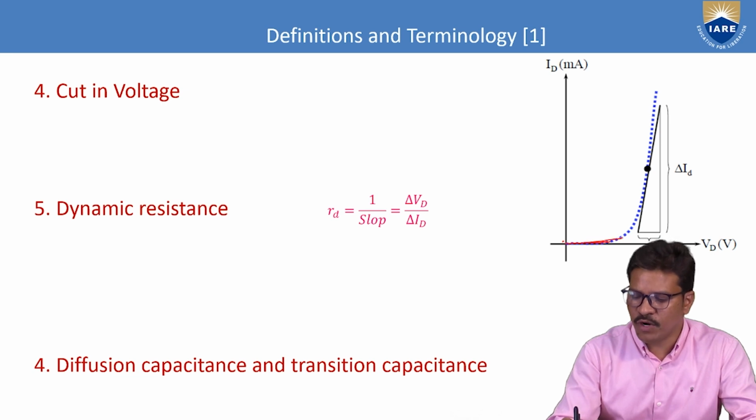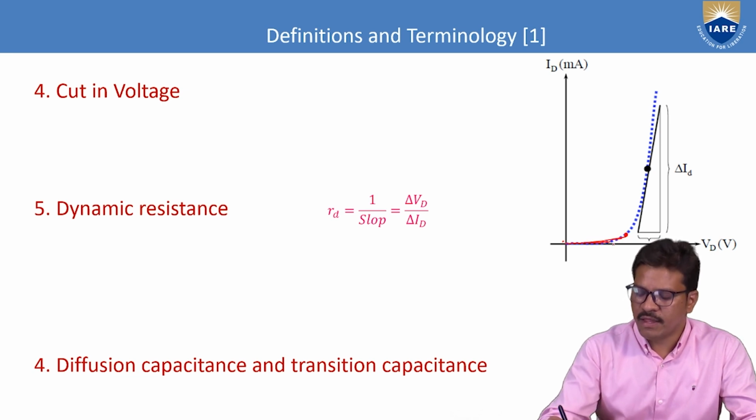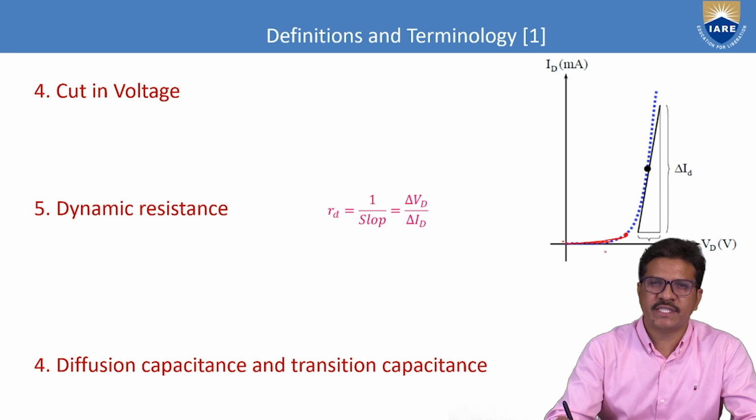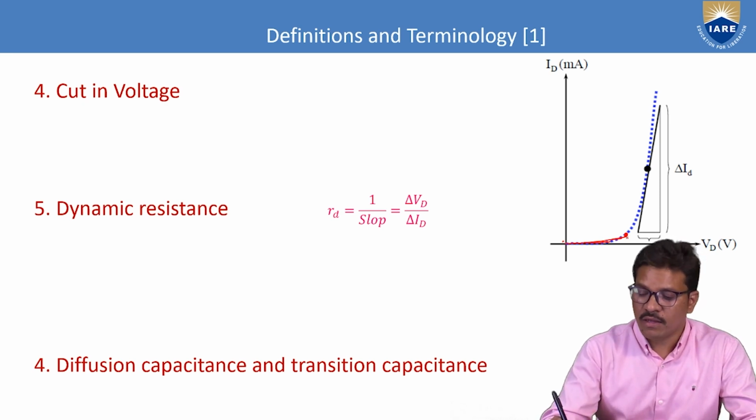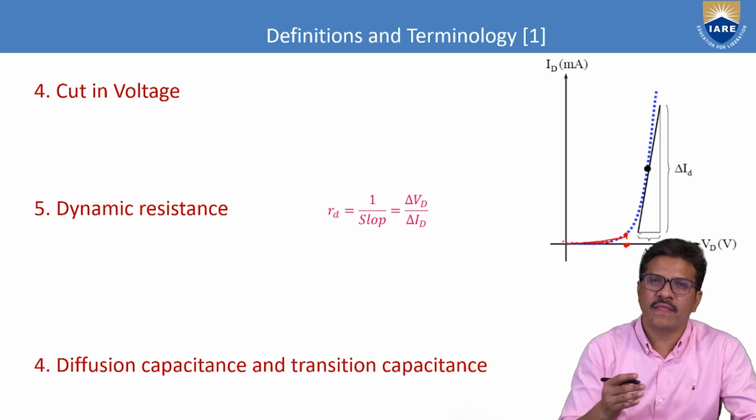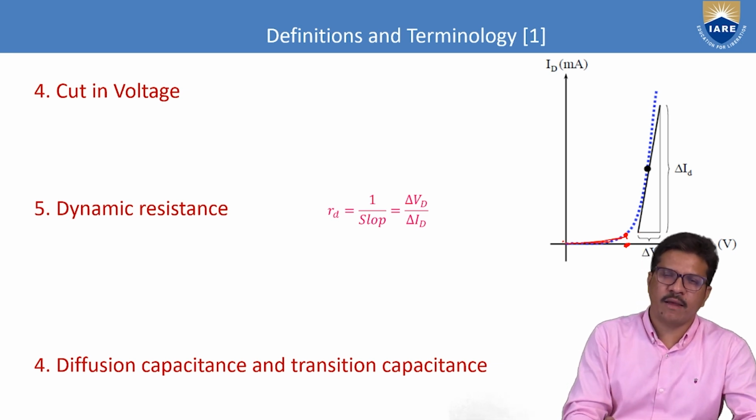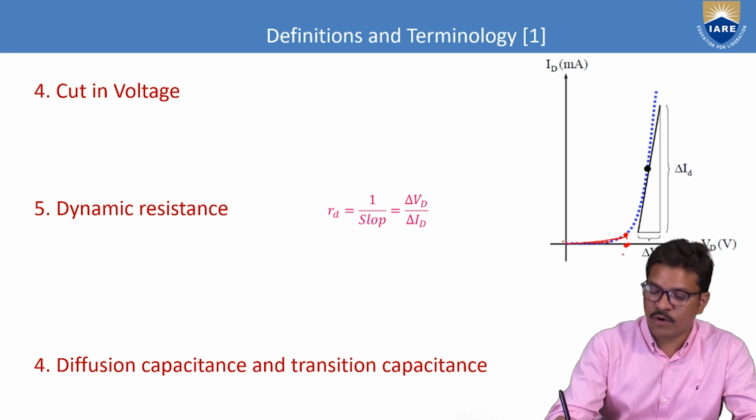Once it reaches the cut-in voltage, which is the minimum voltage needed to establish current flow in the p-n junction diode, the current will start in the diode. That point is called the cut-in voltage. The point where current starts to flow in a p-n junction diode is called the cut-in voltage, V gamma.